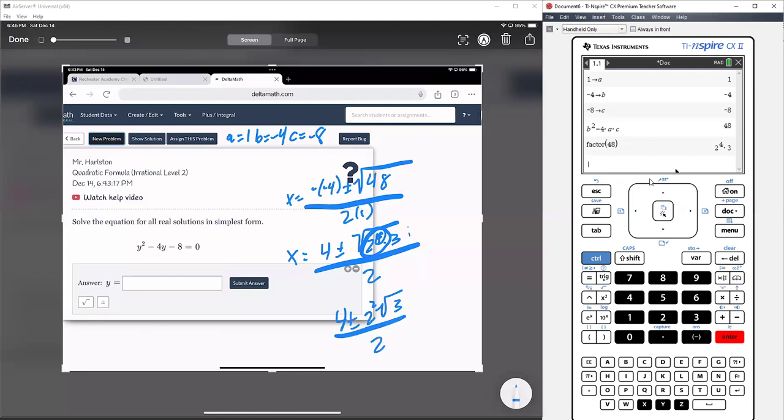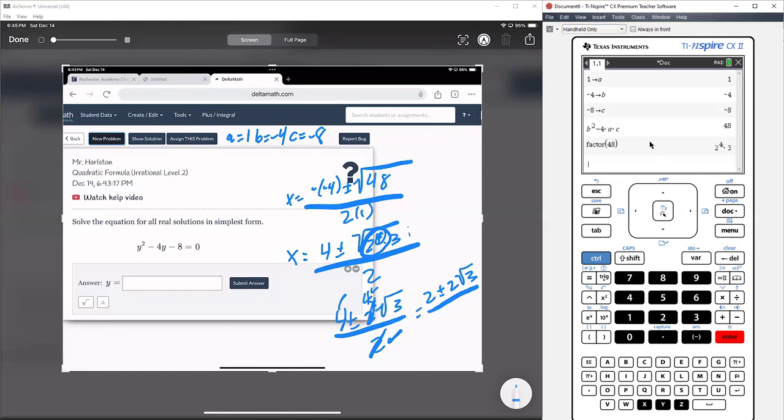Now, 2 to the second power is nothing more than 4. 4 here, and 2 here. We can simplify. So 4 divided by 2 is 2. And this is going to be 2 as well. And this will cancel. So this is our answer. So we're going to put in 2 plus or minus 2 times the square root of 3. And that should be it.